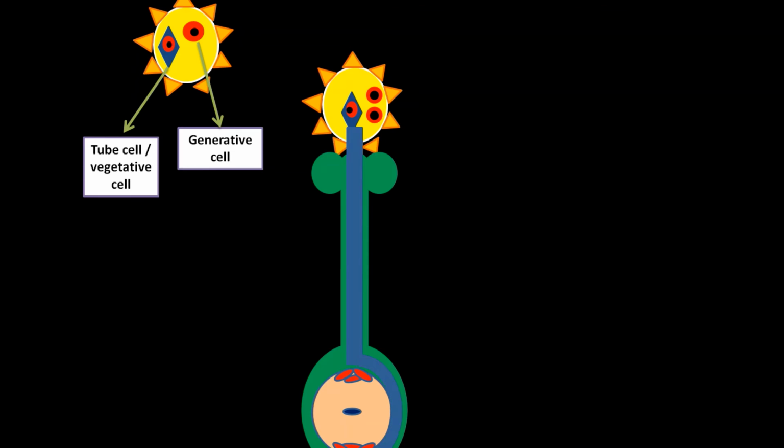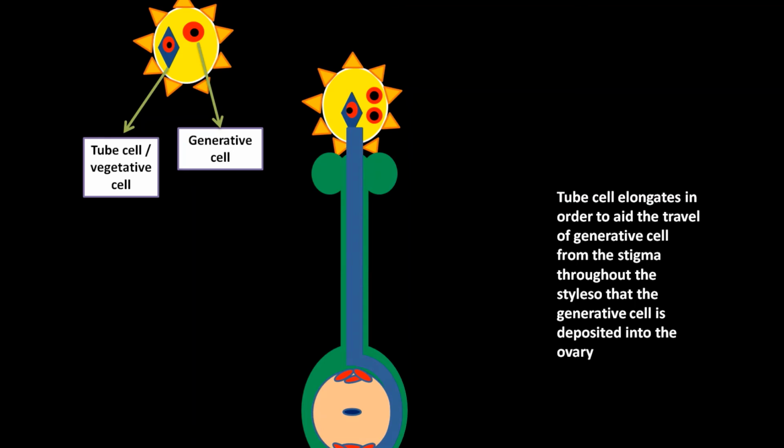The tube cell will form the tube. The question arises, why does the tube cell have to form a tube? This is because the tube cell elongates in order to aid the travel of the generative cell from the stigma to the ovary so that the generative cell is not damaged during the travel.